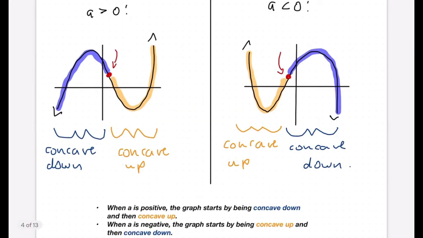Like I said, if a is greater than 0, the graph looks something like this, meaning it starts with the frowning half, the concave down half, and then comes the smiling half, the concave up half. So when a is positive, the graph starts by being concave down and then concave up. But when a is negative, the graph starts by being concave up and then concave down.